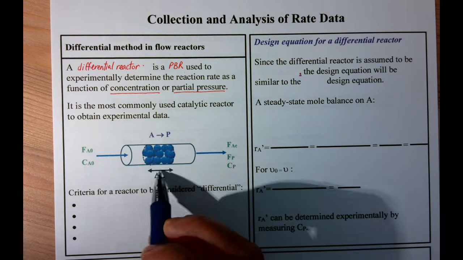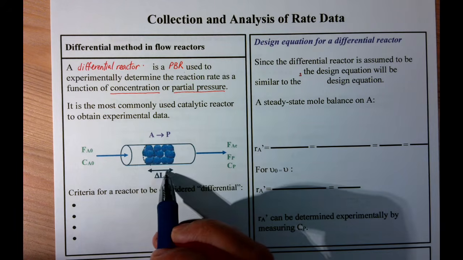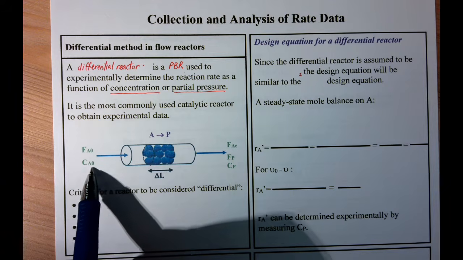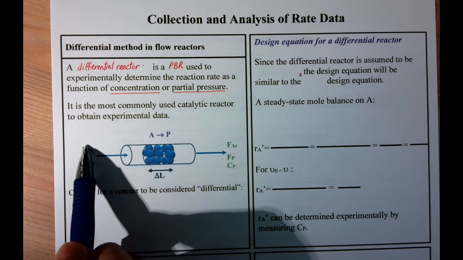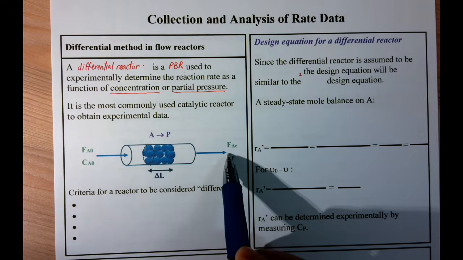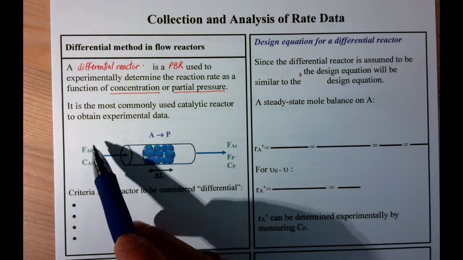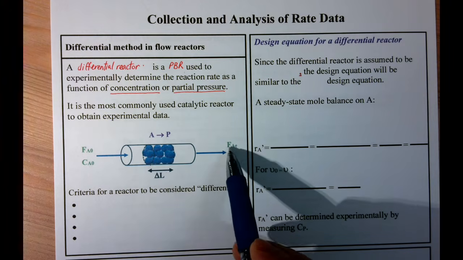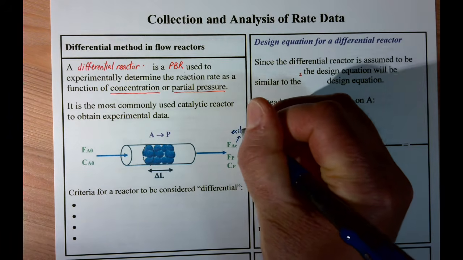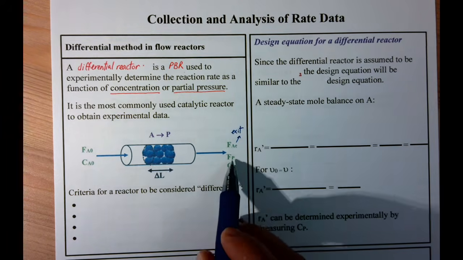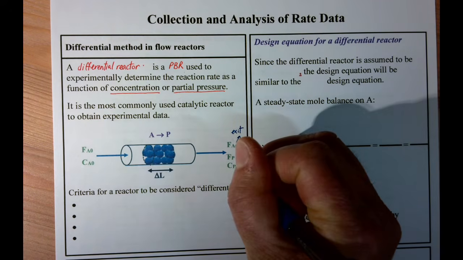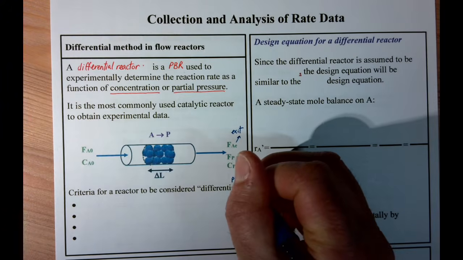So we'd have a packed bed reactor. It's got a length delta L. We have a reactant going in at an initial concentration, Ca naught, and initial molar flow rate, Fa naught. The reaction happens, and what we have at the exit is whatever A didn't react comes out with a molar flow rate FAE, where E stands for exit. And then we have the molar flow rate of our product, Fp, and the concentration of the product, Cp. So P stands for product.